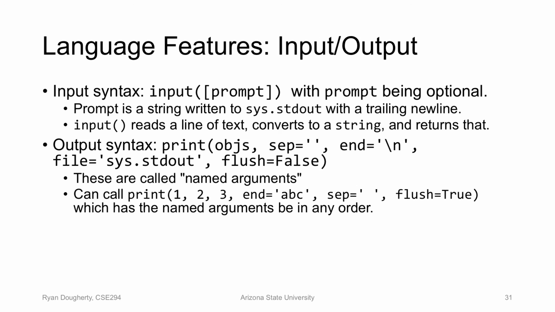So we can call print 1, 2, 3. So end is the string ABC. And separator is the space. So what will be printed? A 1 followed by a space, which is the separator. 2, separator, which is the space. 3, and then at the very end, ABC. And then when we call flush, once we print something else, it'll flush what we've printed so far. Okay? And as I said, the named arguments can be in any order.